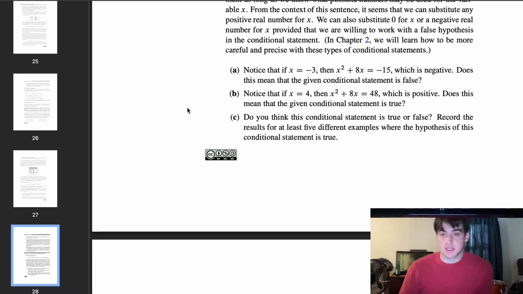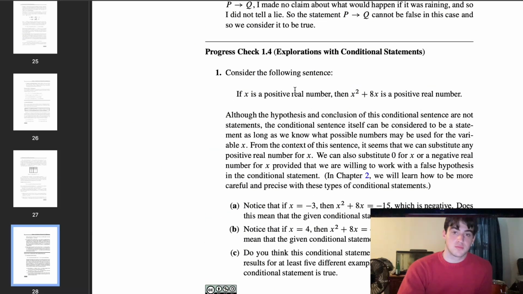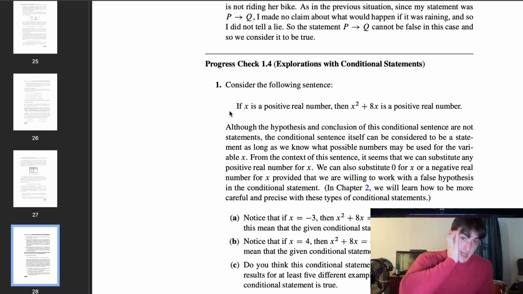C, do you think this conditional statement is true or false? Record the results for at least 5 different examples where the hypothesis of this conditional statement is true. All right, so x is a positive real number, then x squared plus 8x is a positive real number. So a positive real number multiplied by itself, I figure is always going to be a positive real number. I can't prove that right now, but it makes a lot of sense.